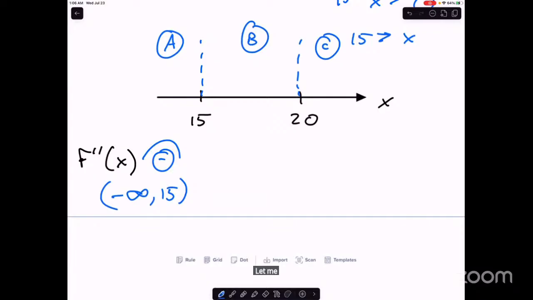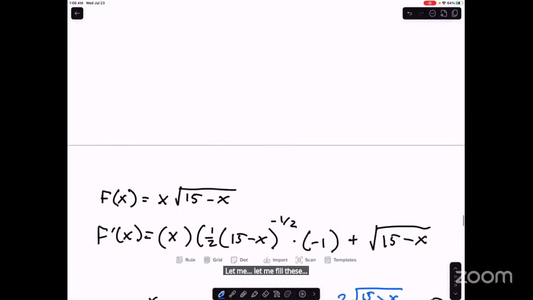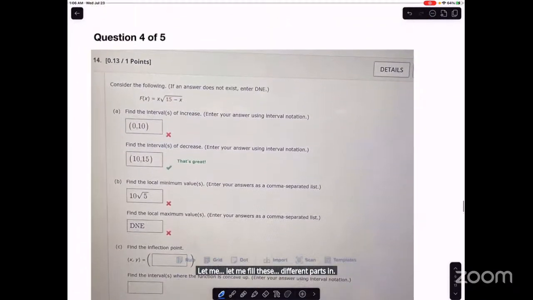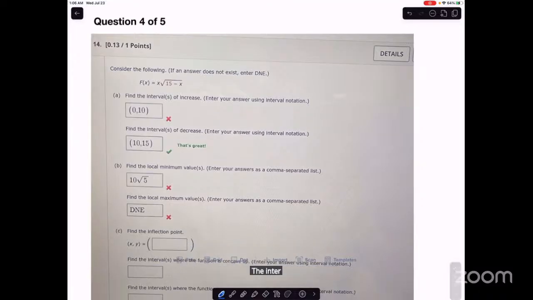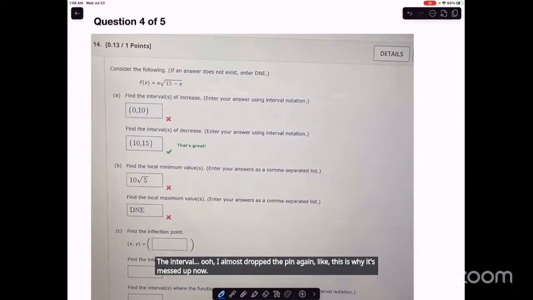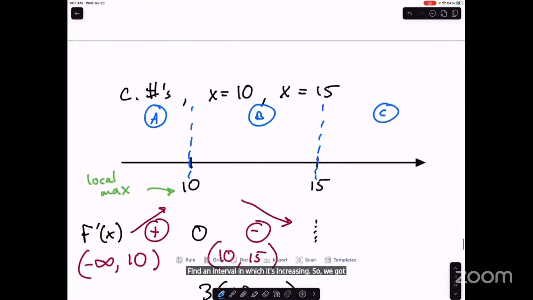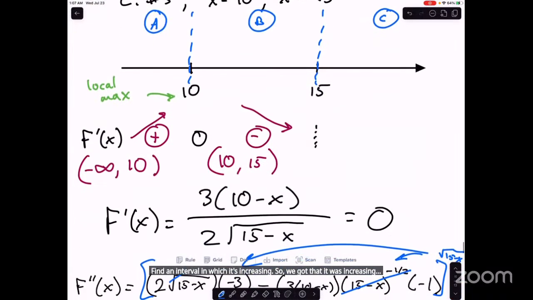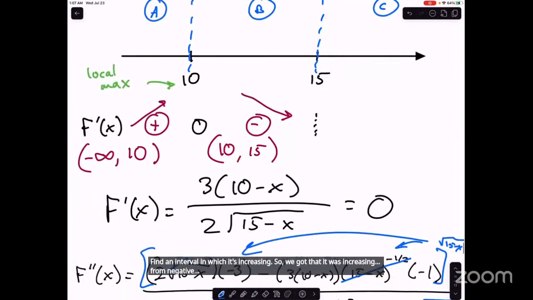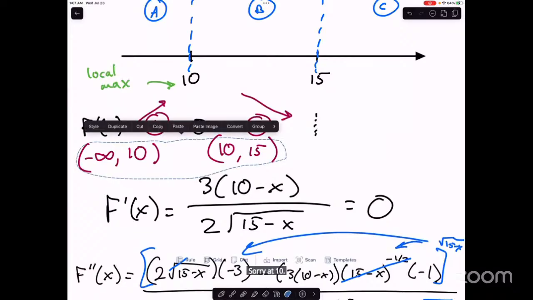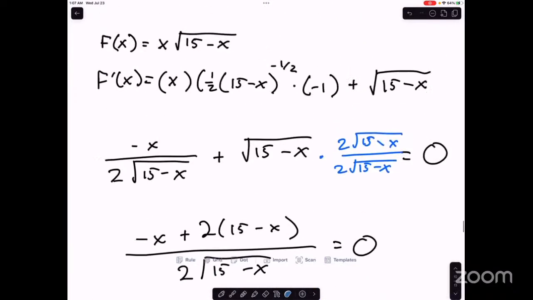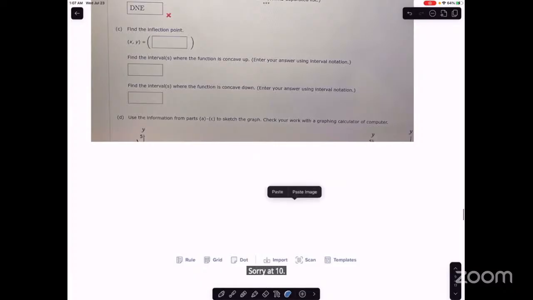Let me fill these different parts in. I almost dropped the pen again. Find the interval in which it's increasing. So we got that it was increasing from negative infinity to 10. Sorry, to 10. Let's copy. Let me paste here.